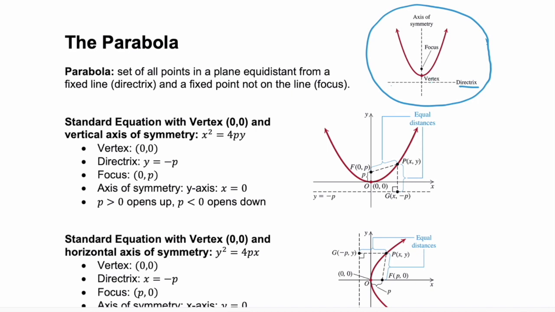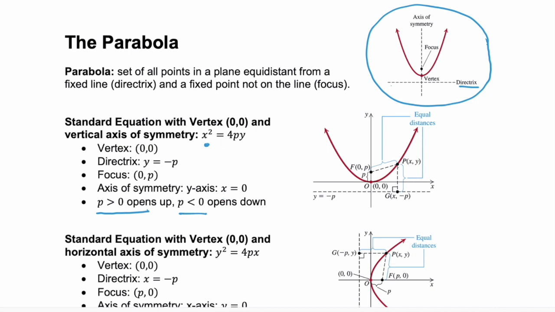So look at this first example. This is a standard equation with a vertex of 0, 0, the origin, and it has a vertical axis of symmetry. This parabola is opening upward, and because it's opening upward, we know that the P is positive. If it opened downward, P would be negative. And because it's opening up or down, we know that it's an x squared parabola. So it's x squared equals.